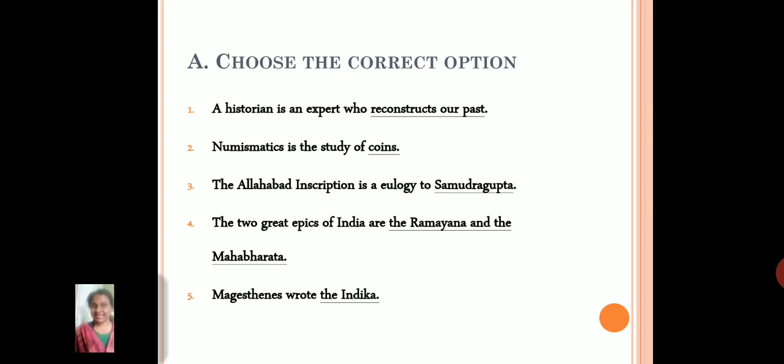Alright, now the second one, numismatics. How do we pronounce this word? Numismatics. Alright, so numismatics is the study of blank. In the textbook the question is, numismatics is the study of blank. Alright, so what are the options? The options in your textbook are coins, the second option is inscriptions, the third option is skeletons, and the fourth option is maps. Alright, so of these, which is our answer? Our answer is coins. I have already written down the answer on this slide.